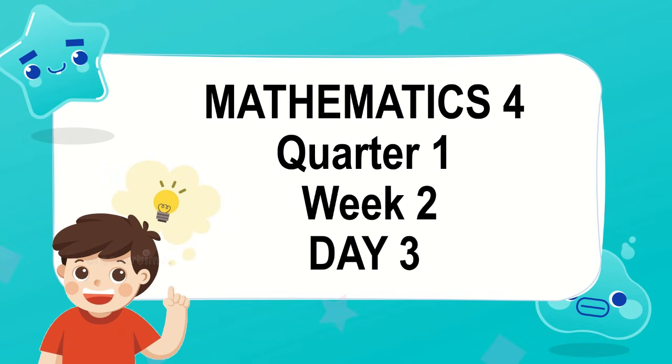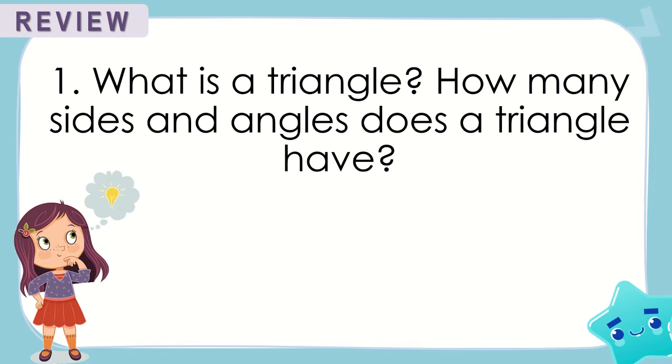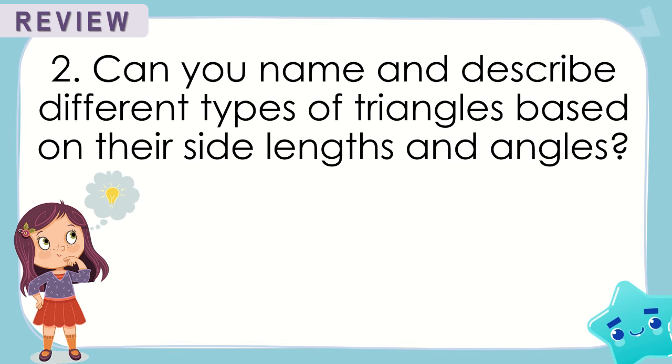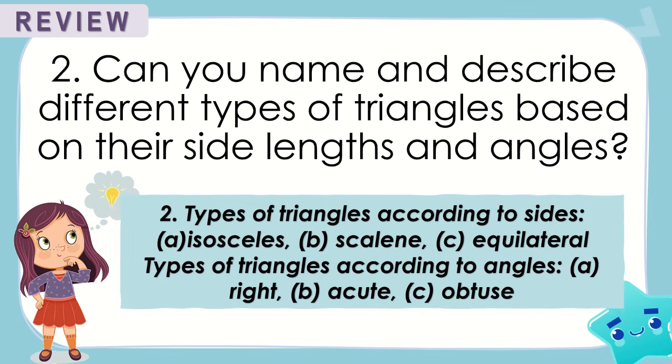For day 3. What is a triangle? How many sides and angles does a triangle have? A triangle is a three-sided figure. Can you name and describe different types of triangles based on their side lengths and angles? Types of triangles according to sides. We have isosceles, scalene, and equilateral. Types of triangles according to angles. We have right, acute, and obtuse.